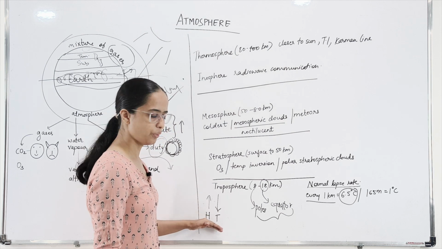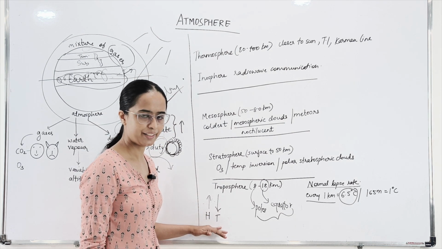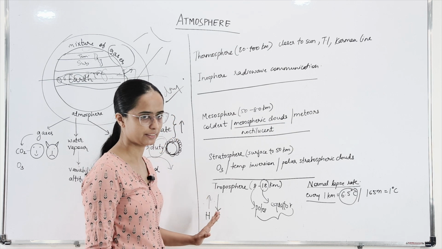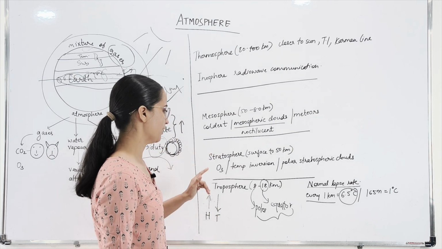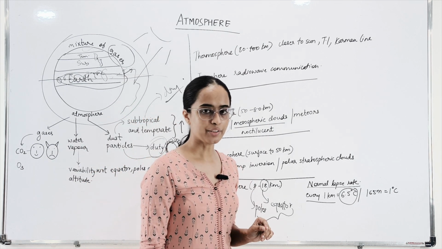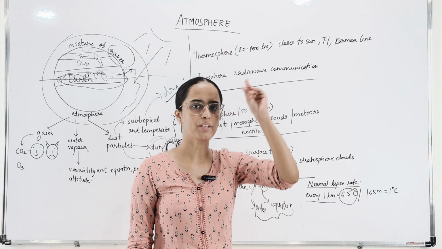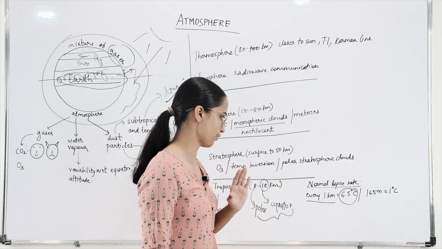And as I told you, normal lapse rate matlab as your height increases, the temperature is going to decrease. This is what happens in normal cases. Now let's move on to the next layer, which is the stratosphere. Stratosphere की height है surface से 50 kilometers तक. From the surface up till 50 kilometers जो है वो stratosphere है.